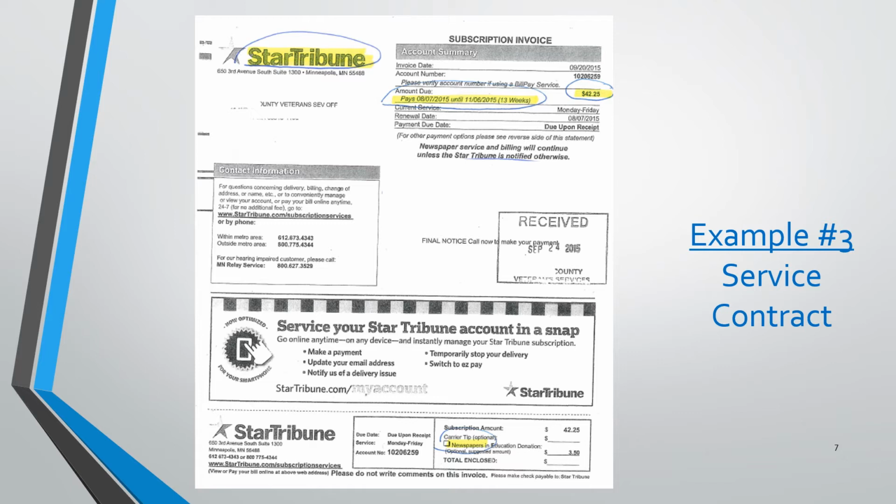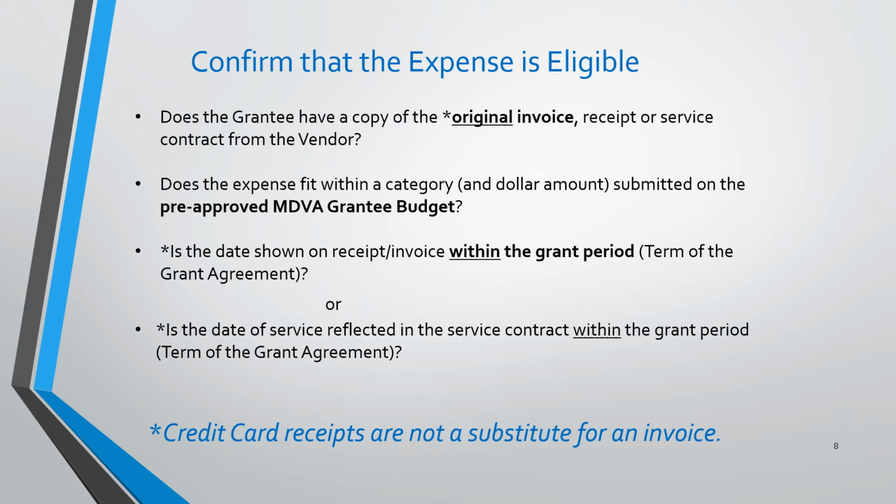In this third example, we see an invoice from the Star Tribune. However, with service contracts, the expense is incurred not on the invoice date, but during the date range when the service was provided. In this case, it was August to November 2015. One final note about supporting documentation. Be sure you copy the original invoice or receipt. Credit card receipts are not substitutes. Be sure that the expense is allowed per the grant agreement and that it was incurred within the grant period.